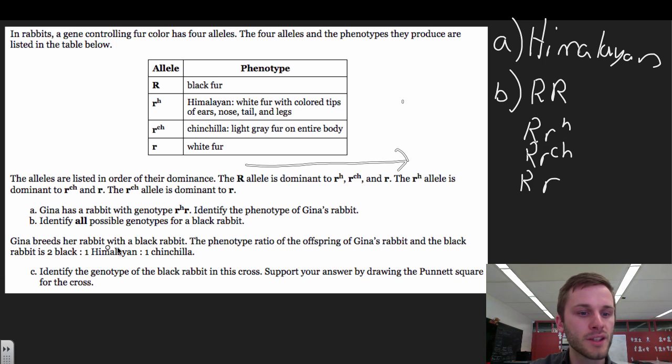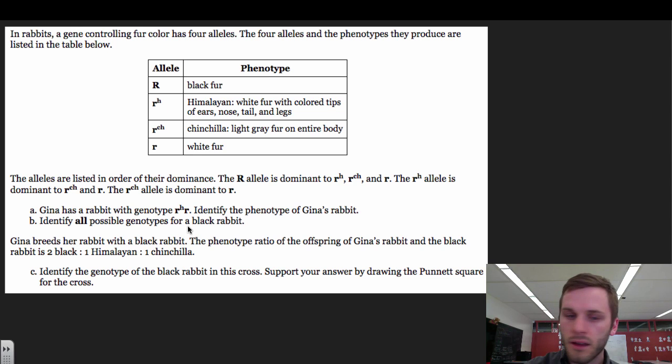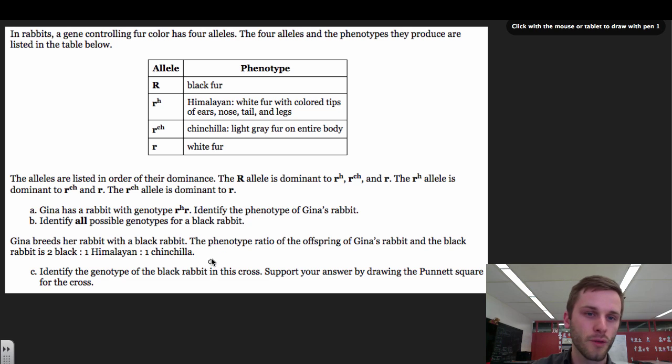Okay, last part. Gina breeds her rabbit with a black rabbit. Let me clear this out. Gina breeds her rabbit with a black rabbit. Okay, what was Gina's rabbit? Oh, here's Gina's rabbit right here. With a black rabbit, which is a very dominant rabbit, if we're talking about genotypes. The phenotype ratio of the offspring of Gina's rabbit and the black rabbit is 2 black, 1 Himalayan, and 1 chinchilla. So you're getting a lot of different ones right there.